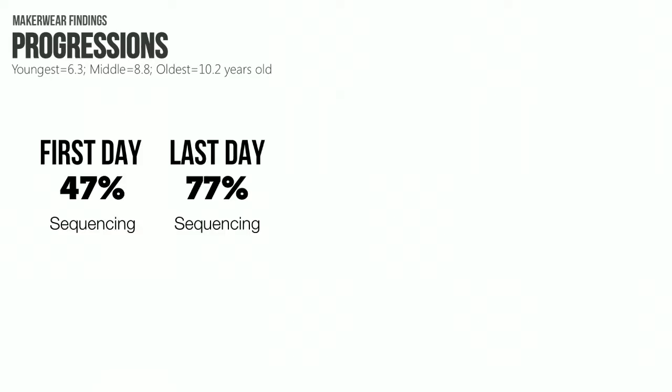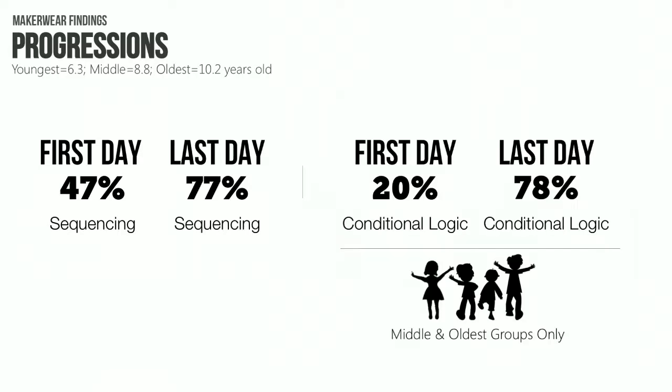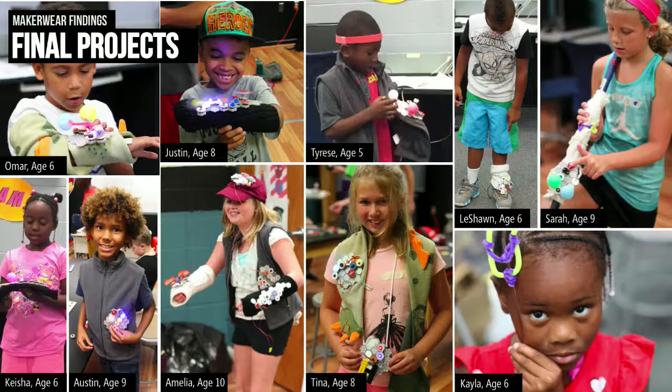In terms of progressions, we found that understanding changed over time, as you would hope. For example, on the first day, 47% answered sequencing questions correctly, but by the last day, it was 77%. And for conditional logic, which was only asked of the two older groups, it was 20% on the first day and 78% by the end. This is exactly what you'd want, right? Hopefully, it's some demonstration of computational thinking development over time.